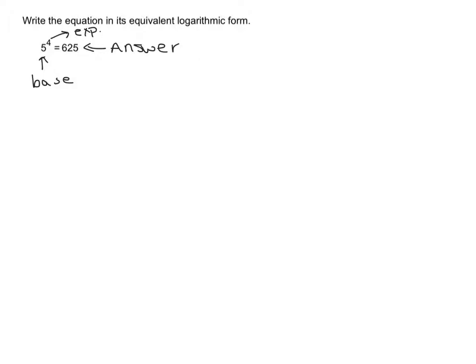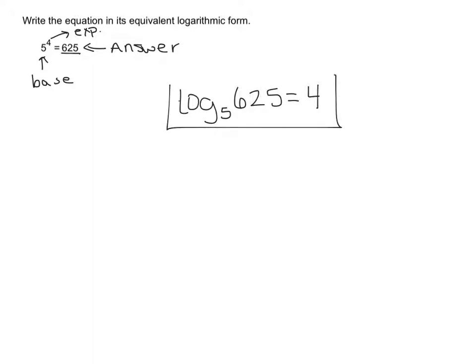So when we write our log form of the answer, I have the log of the base, so that would be 5, and 625 is the answer, so that goes here, and that equals the exponent, which is 4. So this is the logarithmic equivalent.